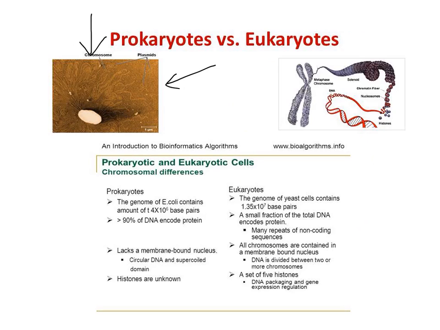Eukaryotes, on the other hand, have a larger genome. In fact, something like yeast cells contain 1.35 times 10 to the 7th base pairs, so their amount of genetic material or sequence is much bigger. And the DNA itself is separated into separate linear pieces, which we call chromosomes. Different types of eukaryotic organisms have distinct numbers of chromosomes. Humans, for example, have 23 pairs, or 46 chromosomes.